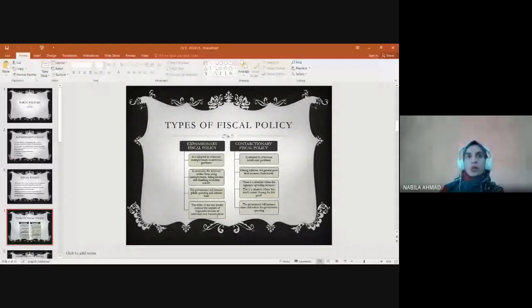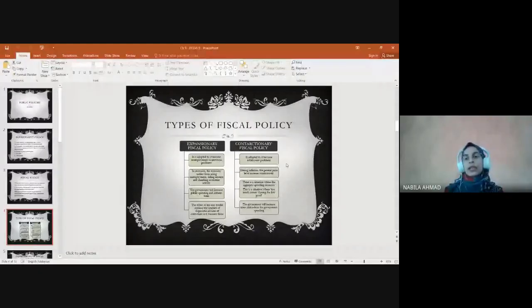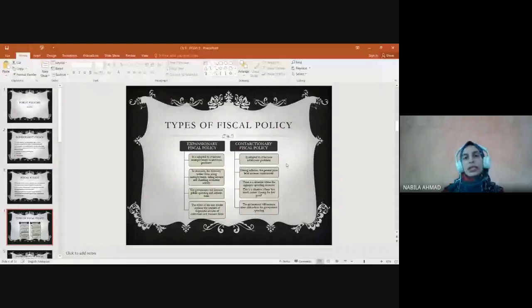Okay, kalau contractionary fiscal policy, it is adopted to overcome inflationary problem. Maknanya bila berlaku masalah inflation, kerajaan akan menggunakan contractionary fiscal policy. Dia nak kurangkan, dia nak shrinkkan, dia kuncupkan ekonomi itu supaya tidak berlaku inflation. Inflation ni berlaku apabila ekonomi itu terlampau pesat. Dan bila dia terlalu berkembang, berlakulah masalah di mana harga barang naik terlalu tinggi. So dia nak kurangkan yang itu. Jadi dia gunakan contractionary fiscal policy.